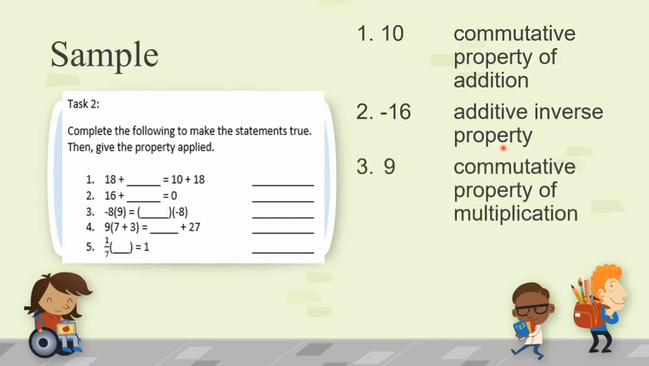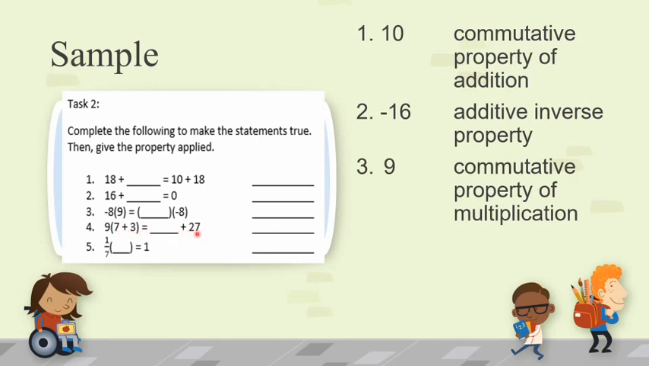Now for question number 3, we have negative 8 times 9 is equal to blank times negative 8. So the answer will be 9. And if you notice, there is a change in the position of the factors. Even if there is a change in the position of the factors, still the products are equal. So therefore, the property applied for this statement is the commutative property of multiplication.